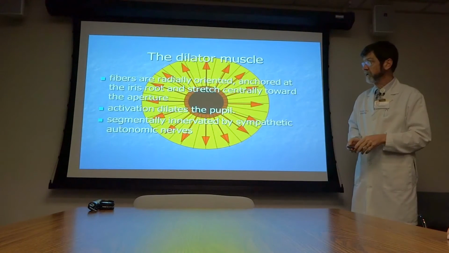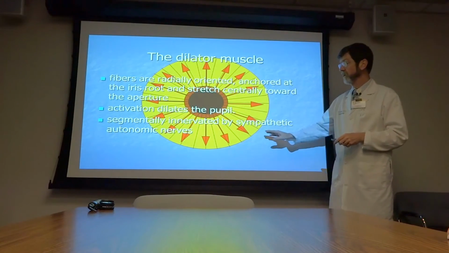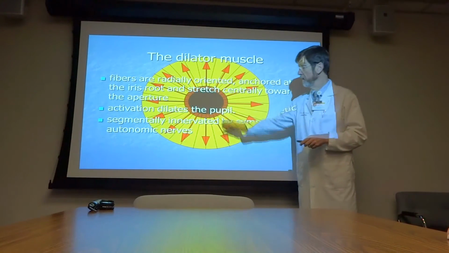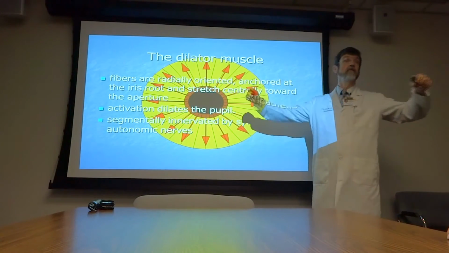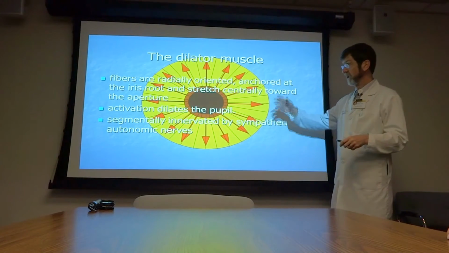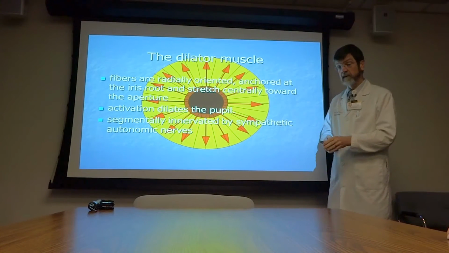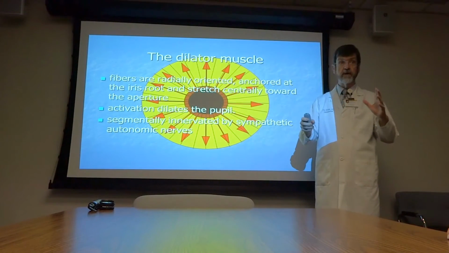Now, the opposite is the dilator muscle. This also makes sense. These are muscles that are radially situated. They're anchored here at the iris root, so they're going to pull the iris open. And this, again, is part of the sympathetic response. Fight or flight response, pupil gets big.